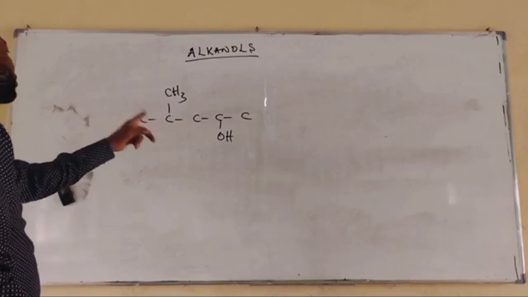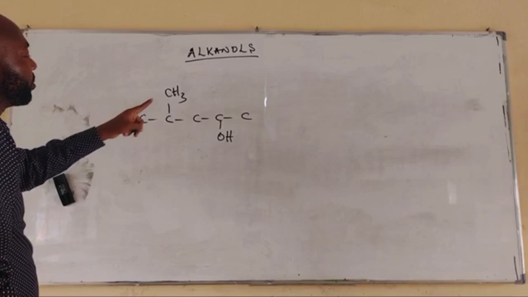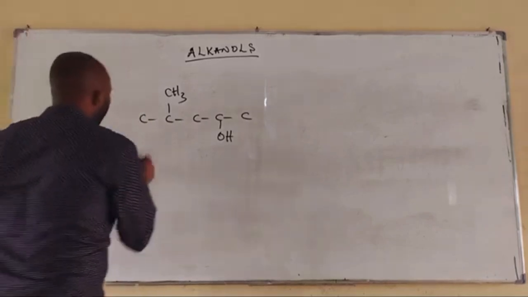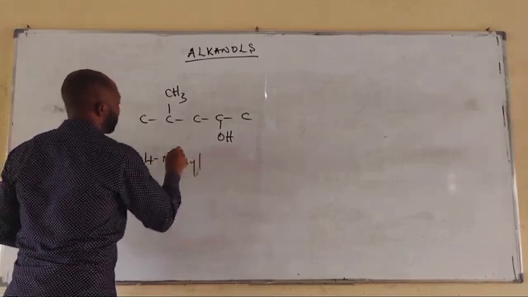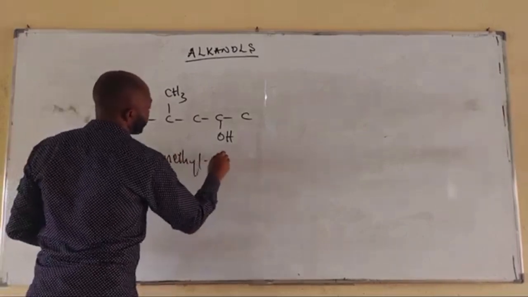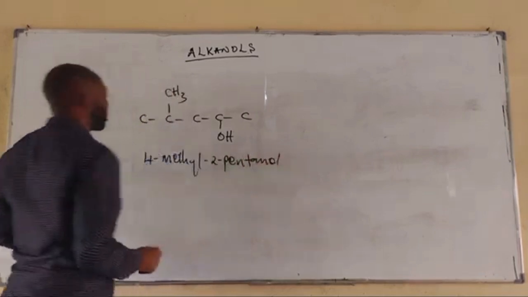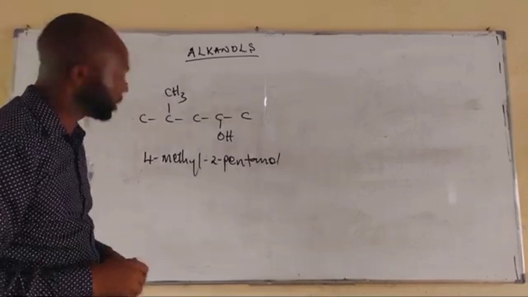So 1, 2, 3, 4. 4 methyl, 1, 2, 3, 4, 5, 2 pentanol. 4 methyl 2 pentanol, or pentan 2-ol. Now the second one is this.